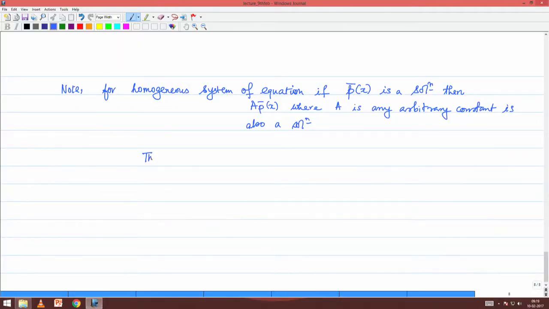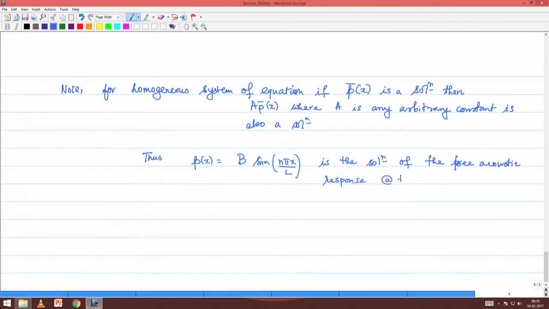So, thus P x equals b times sin n pi x by L, which was the solution that we derived, is the solution of the free acoustic response at the natural frequencies omega n equals n pi c by L, right.